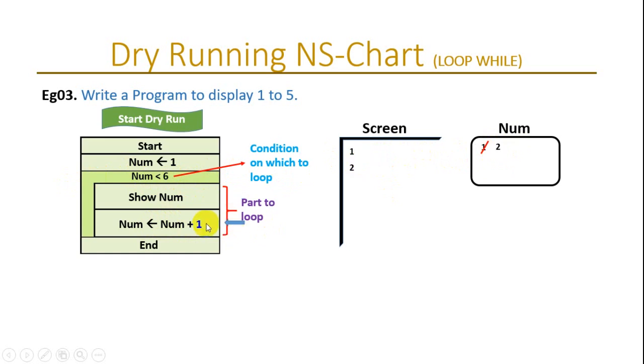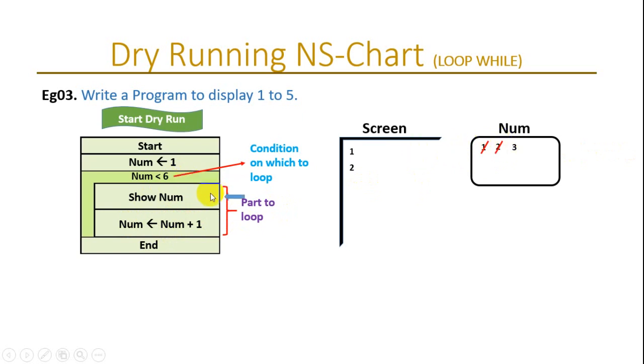Then you go to the next line, increment num by 1. Num is 2 right now, 2 plus 1 is 3. You write back 3 here, so this becomes 3. This is the last line of the loop. Again you go back to the condition. Check again. Is it less than 6? Yes, still less than 6.